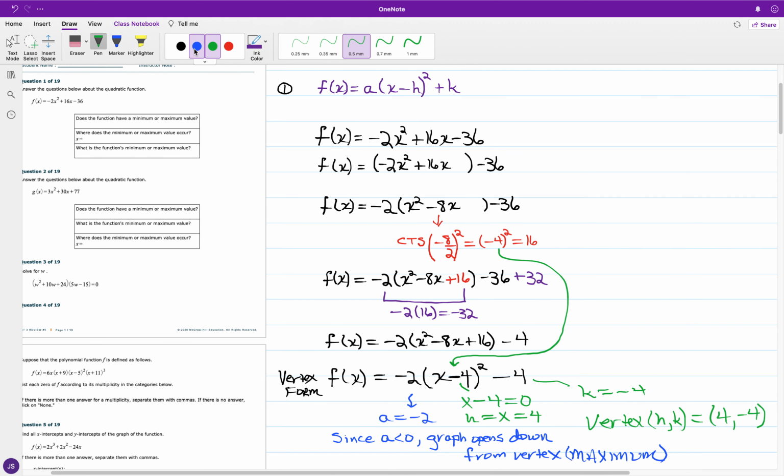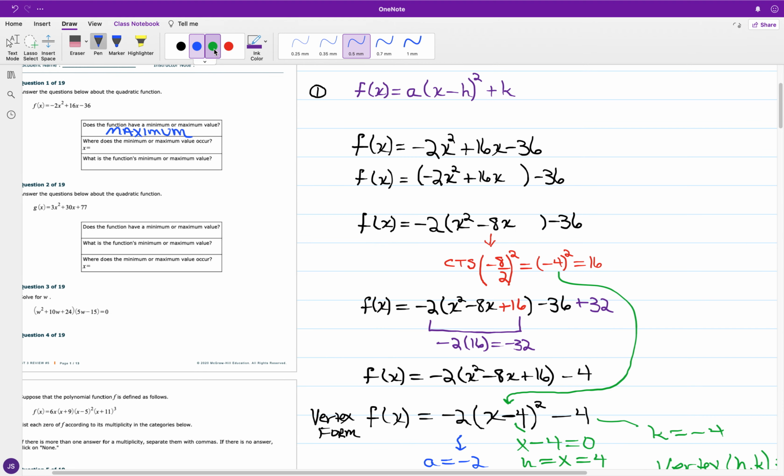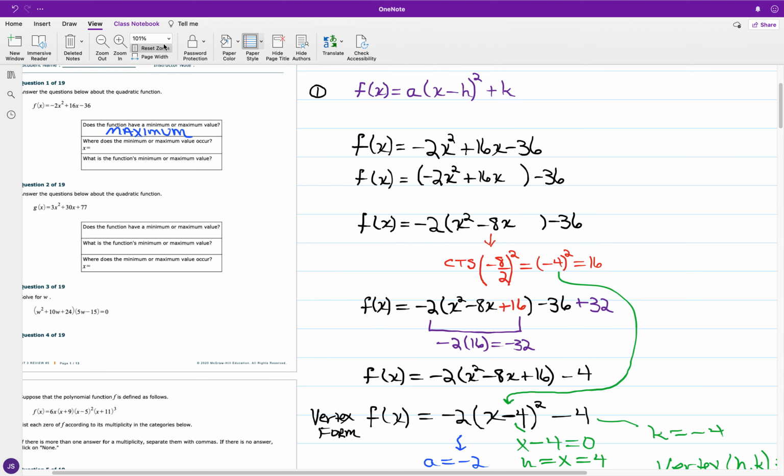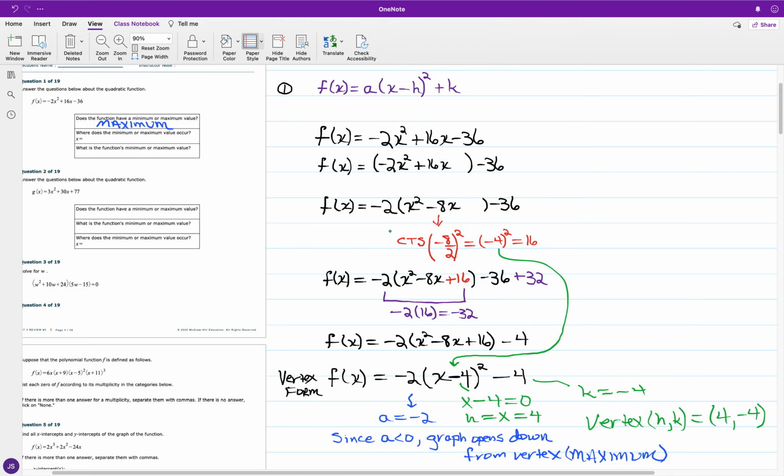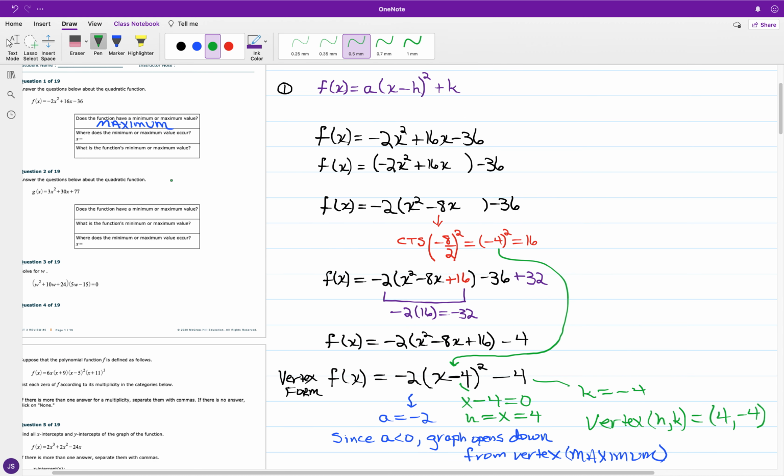All right. And so going back to the line of questions here, it says, first of all, does the function have a minimum or maximum value? In other words, is the vertex going to be a location of the minimum or the maximum? And since the graph is opening downward from the vertex, again, I repeat, the vertex is going to be the high point, so it is going to be the maximum. And where does the minimum or maximum value occur? That is going to be the h value in the vertex. So we have x is equal to h is equal to positive 4.